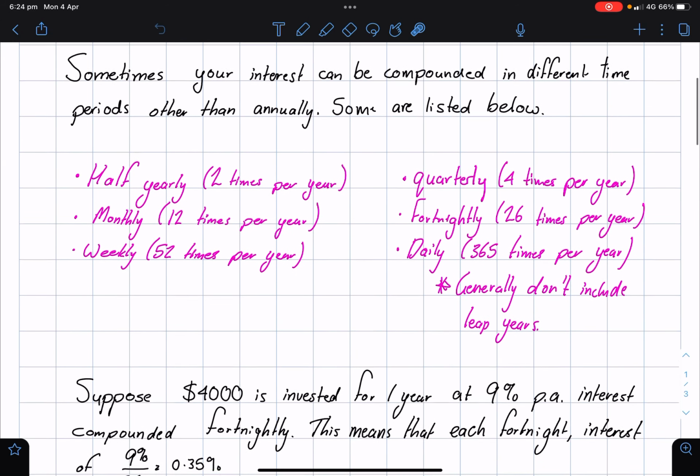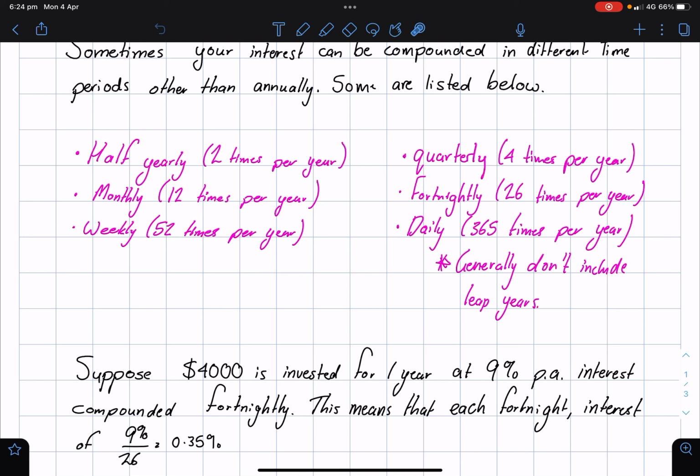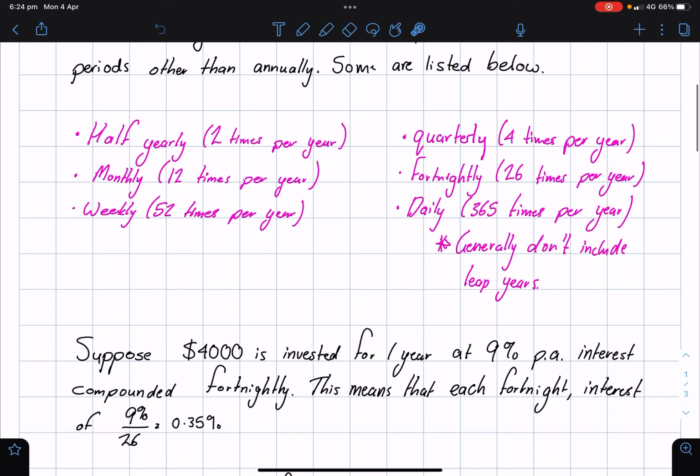So like we did with the compounding interest formula, we're going to look at a little example and see what's happening, all right? So suppose $4,000 is invested for 1 year at 9% per annum interest, compounded fortnightly, okay? Because it's fortnightly, I look up in my little list here and I see fortnightly, so 26 times per year. So this means that each fortnight, the interest of 9% divided by those 26 payout periods is equal to 0.35%. So every fortnight we earn interest of 0.35%.